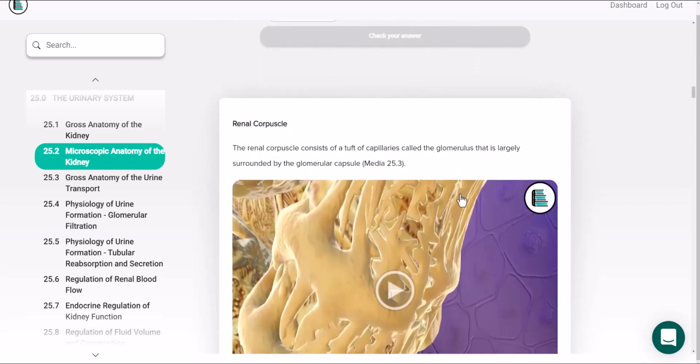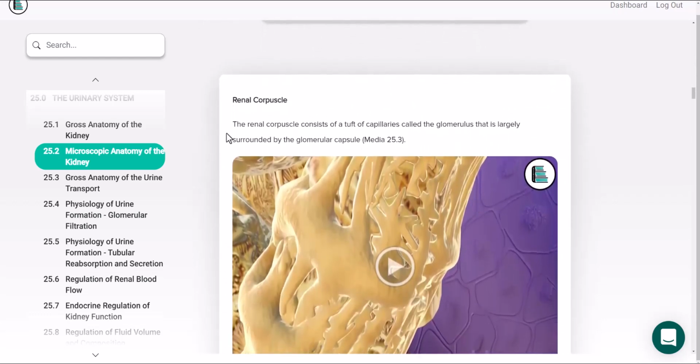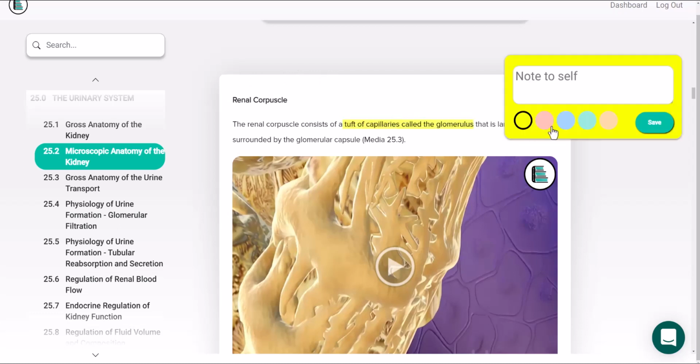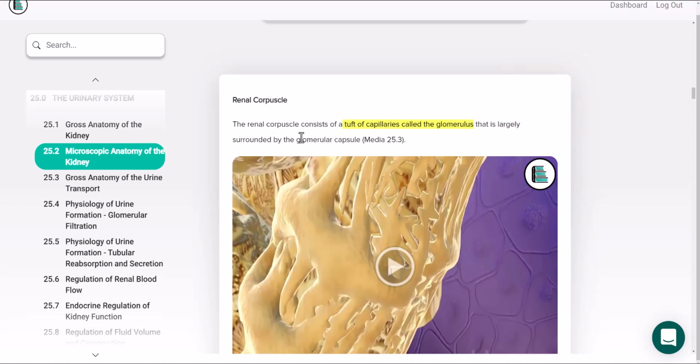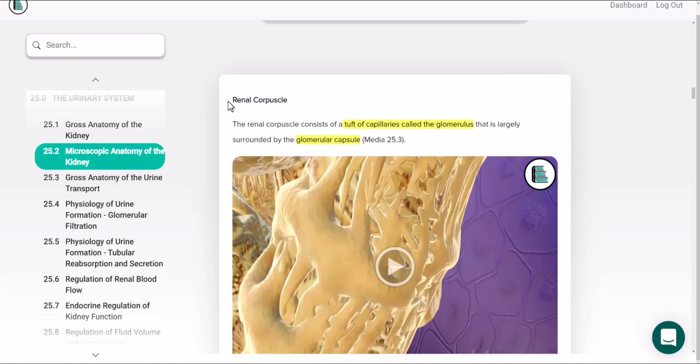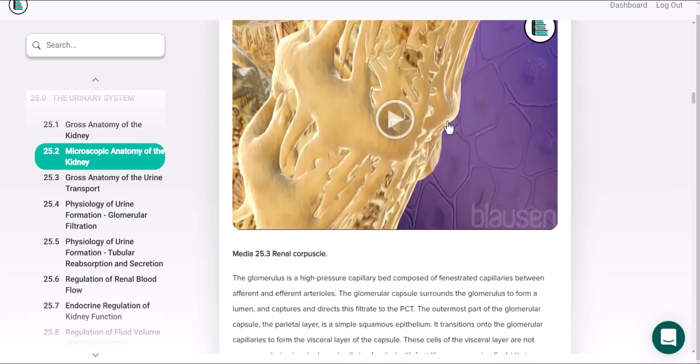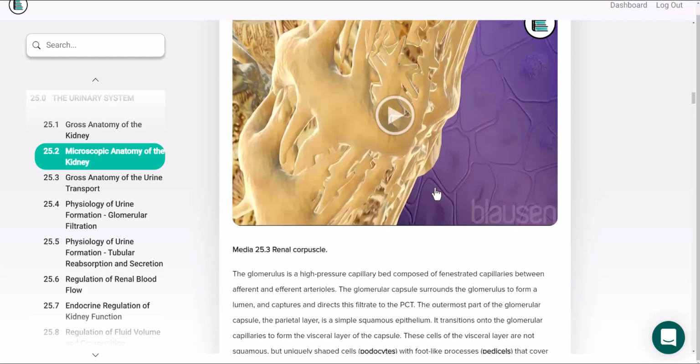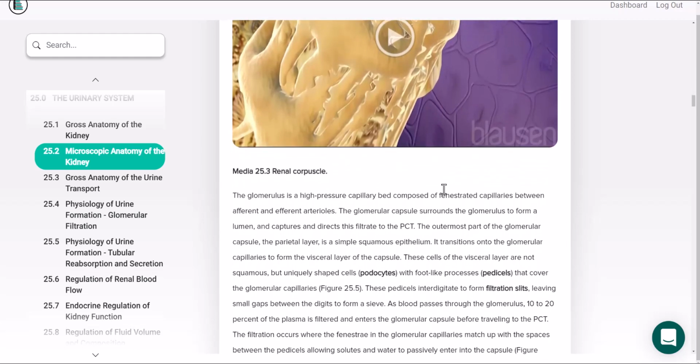So let's go through each of these four parts of the nephron. First part is the renal corpuscle. Again, it is a group or a tuft of capillaries called the glomerulus, surrounded by the glomerular capsule or the Bowman's capsule. Those two parts, again, make up the renal corpuscle. Make sure you're watching these videos to really help you visualize this.